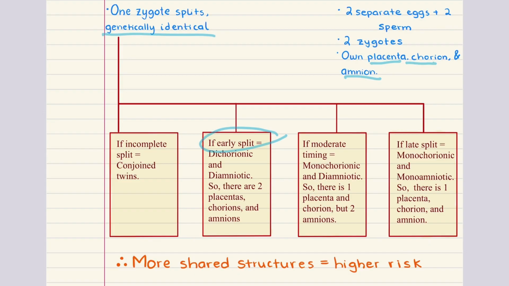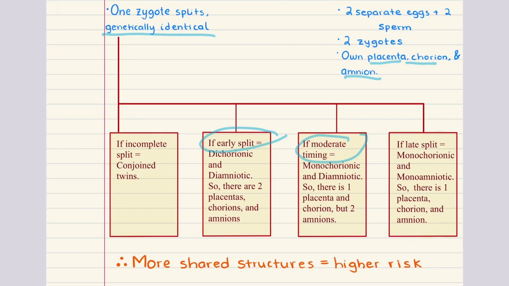If the split happens a little bit later, meaning between 4 to 8 days after fertilization, the twins may share the same placenta and chorion, but they're still going to have their own amniotic sacs. This is known as a monochorionic diamniotic pregnancy.